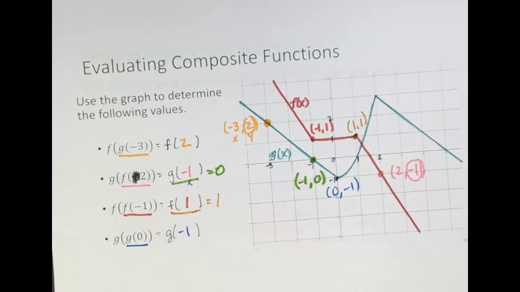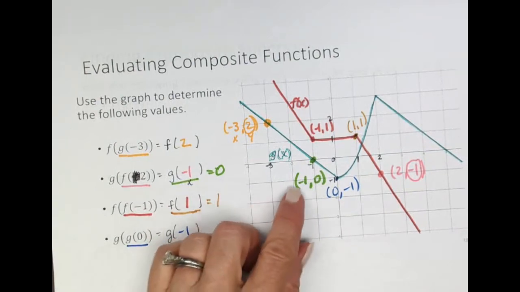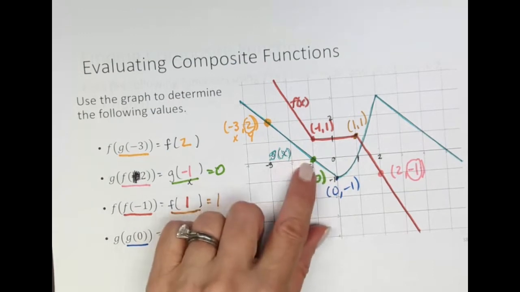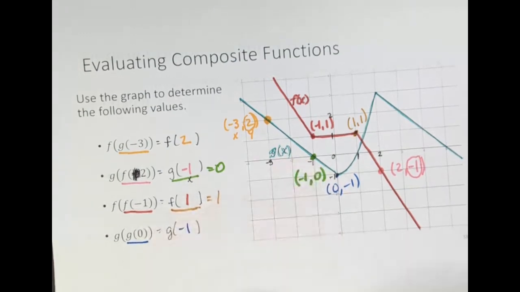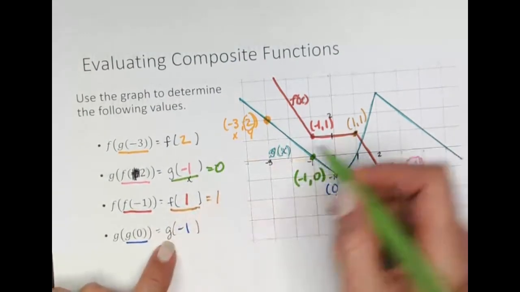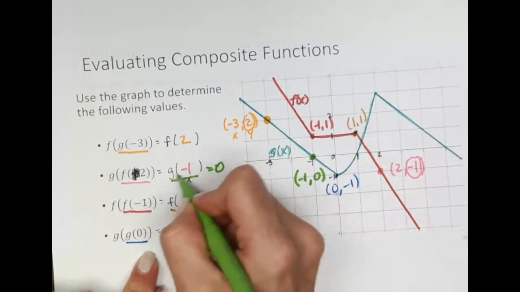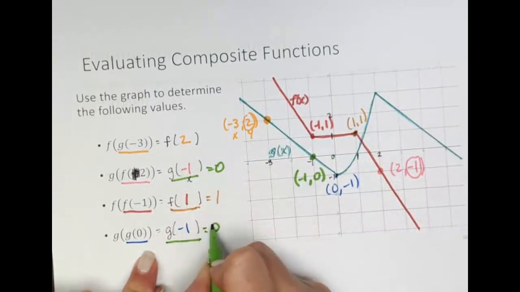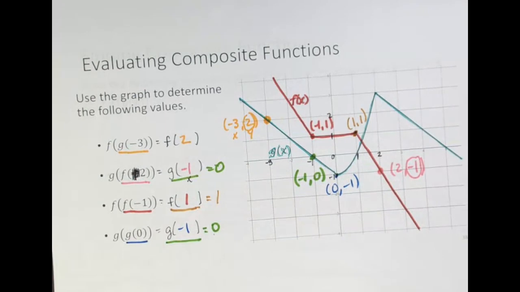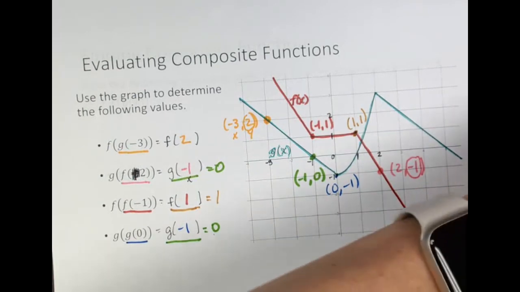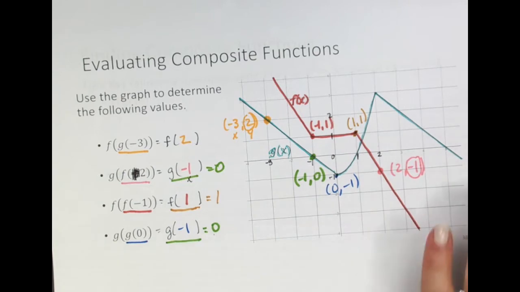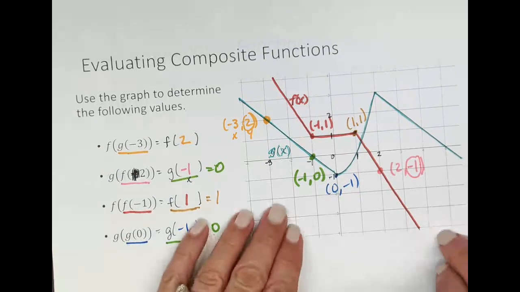So we want to find now g of -1. Where's -1 on our graph of g? It's here, that green point, and y is 0. So g of -1 is equal to 0. It's complicated. You just have to think about exactly what a composite function means. It means that the output of the inside function becomes the input of the outside function.